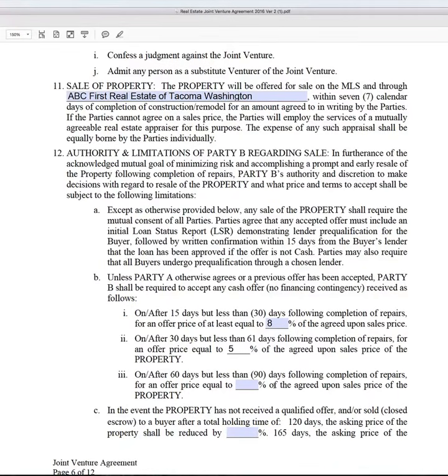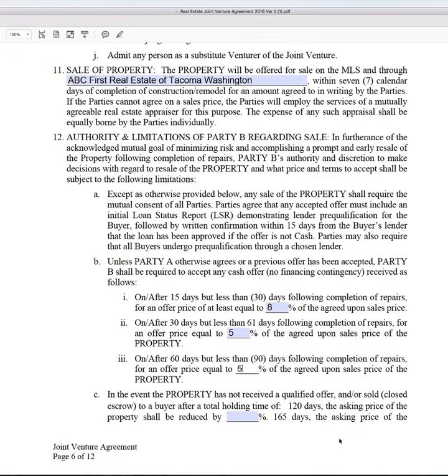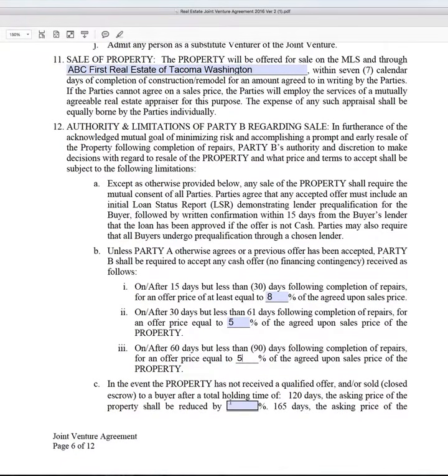If in 90 days it hasn't sold, then maybe you give another drop of 5%, so you don't have to come back to this. Now let's say in the event the property has not received an offer or sold or closed 120 days after the asking price, it can be reduced by a further percentage. Maybe we give it one more drop there, 5%. Again, if you don't want any of these, you don't have to put them in. You can put 0 there.